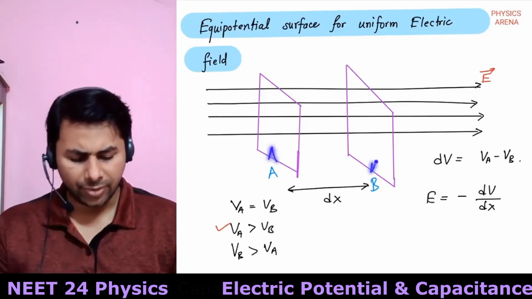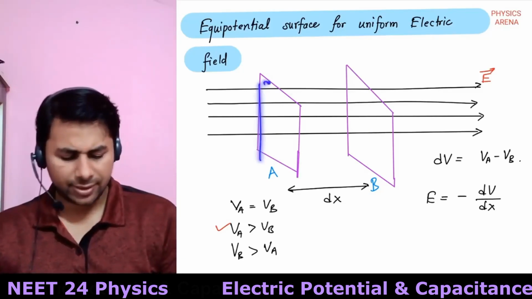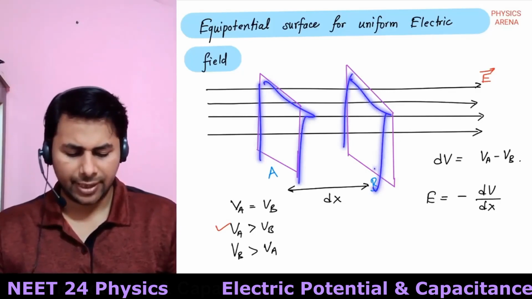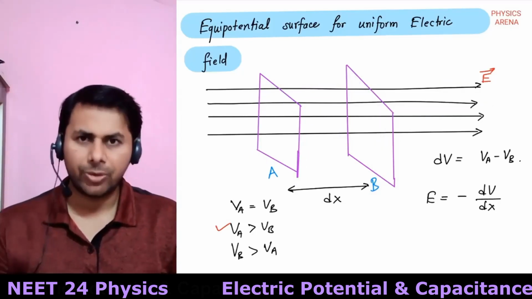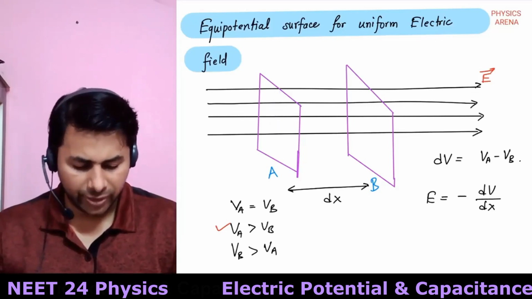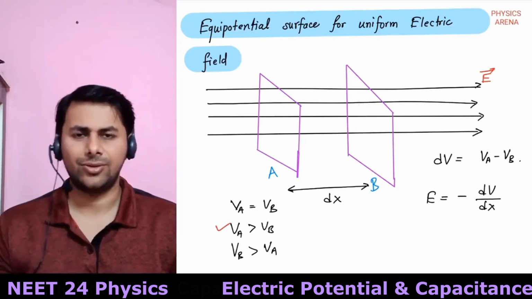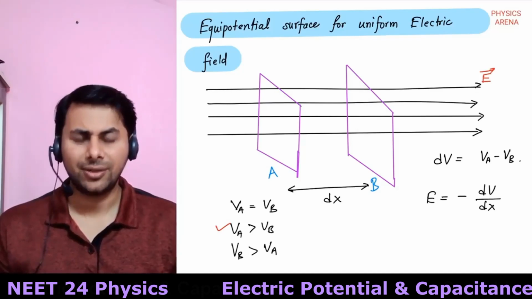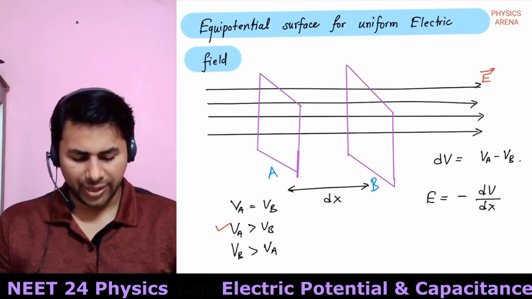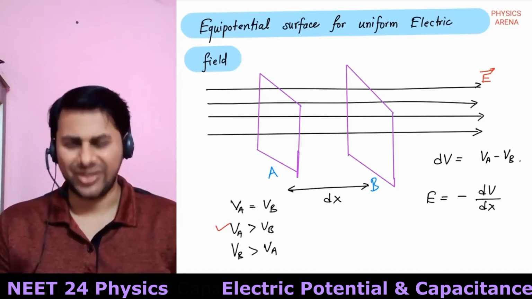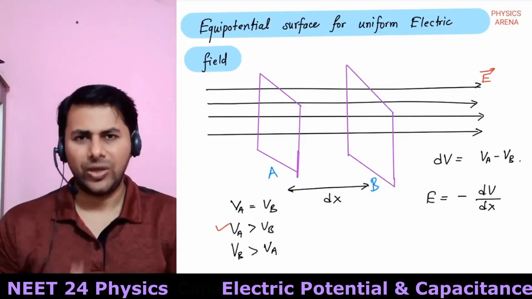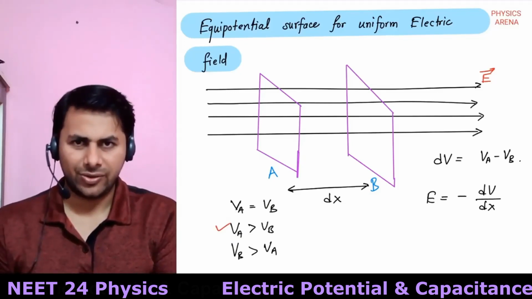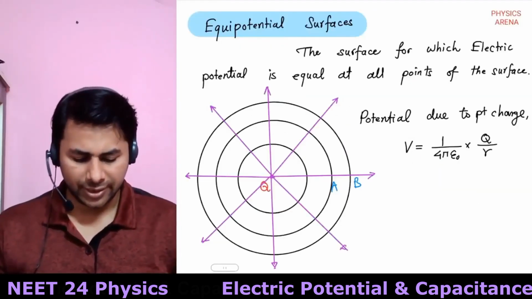Now, where will the potential be greater, on surface A or B? You have two parallel surfaces, suppose A and B, and they are both perpendicular to the electric field. That means they are equipotential surfaces for this electric field. Is VA equal to VB, or VA greater than VB, or is VB greater than VA? Actually, I have marked it. So VA will be greater than VB. How to understand this?